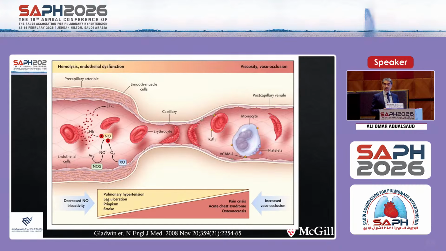There's the hemolysis, causing endothelial dysfunction, consumption of NO, etc. There's the sickling and the occlusion, which is the viscosity. So decreased NO bioactivity causes pulmonary hypertension, leg ulcerations, priapism, strokes. Vasoocclusion causes the painful crisis, acute chest syndrome, osteonecrosis, etc.